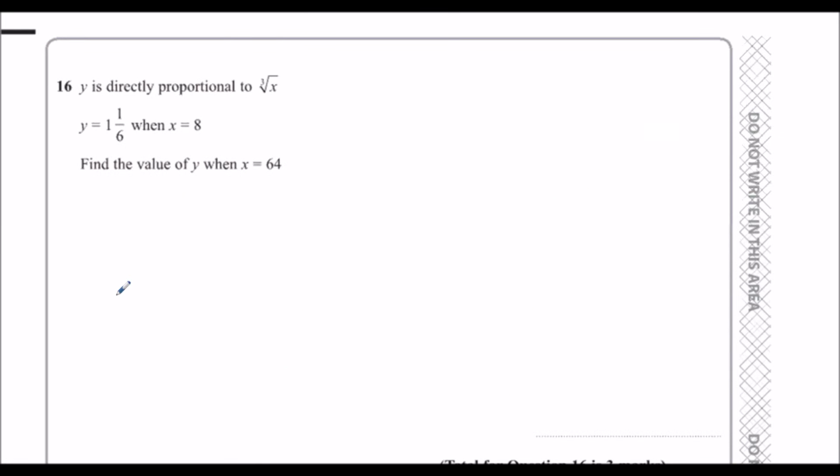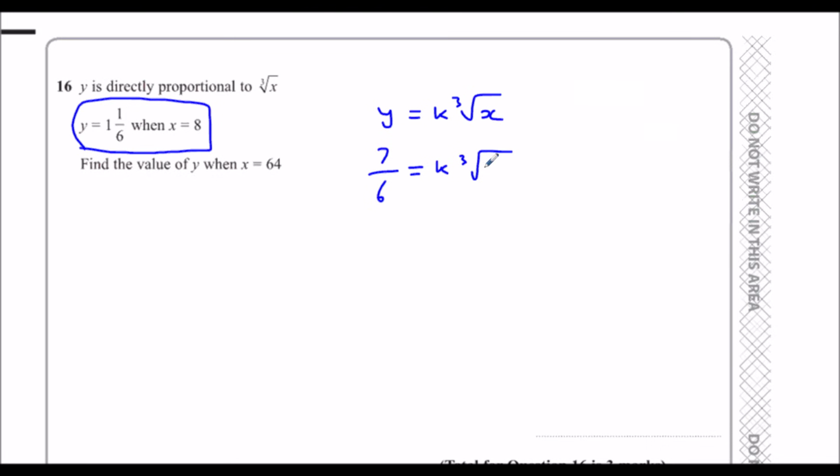Okay, question 16. Y is directly proportional to the cube root of x. When y equals 1 1/6, x equals 8. Find the value of y when x equals 64. So y is directly proportional, so that means y equals k times the cube root of x. And we've been given this information, so when y equals 1 1/6, x equals 8. So we're going to find out what k is using this information. So when y equals 1 1/6, I think I'm going to write that as 7/6. So when y equals 7/6, 7/6 equals k times the cube root of 8.